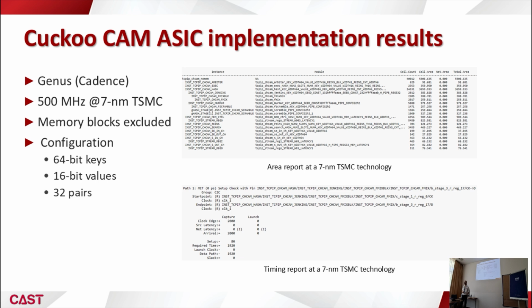A relatively small configuration was also used to derive ASIC synthesis results for the introduced CAM. The synthesis was performed with Cadence Genus, targeting a 7 nanometer TSMC technology node and the 500 MHz frequency. Here the memory blocks are excluded from synthesis as they are usually mapped to memory macro blocks. And the timing report indicates that the critical path lies in the hash unit and specifically in the last randomization stage of the Jenkins unit.